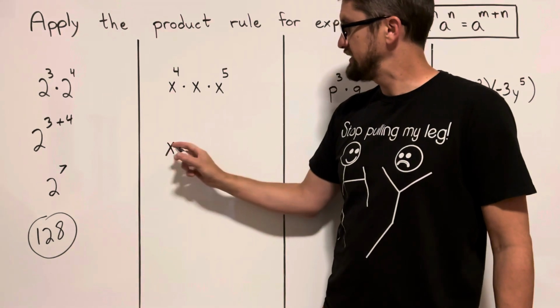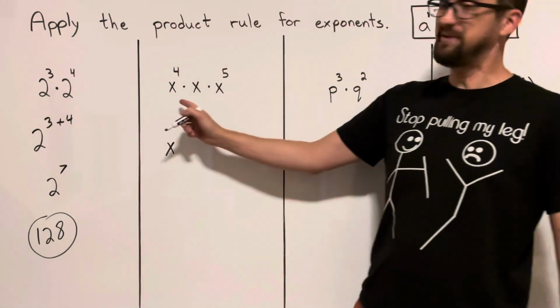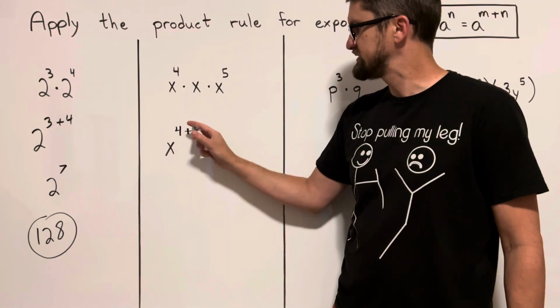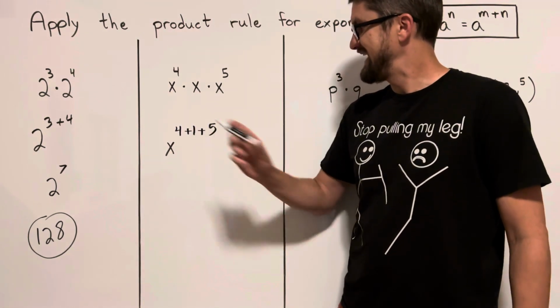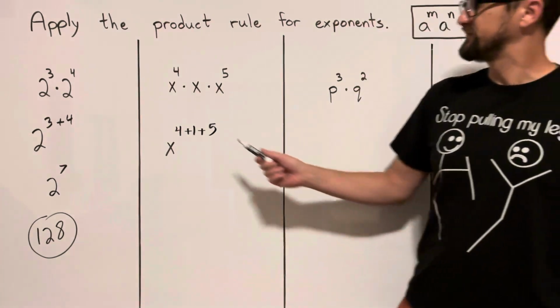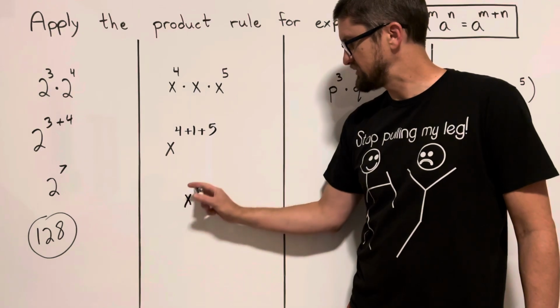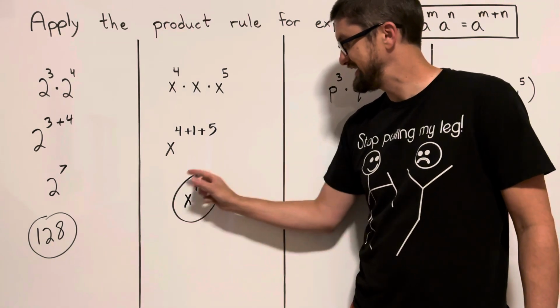So applying the product rule here, the bases are all the same. So we're going to take all the exponents and add them all together. 4 plus 1 plus 5. That gives you 10. So this comes out to x to the 10th power.